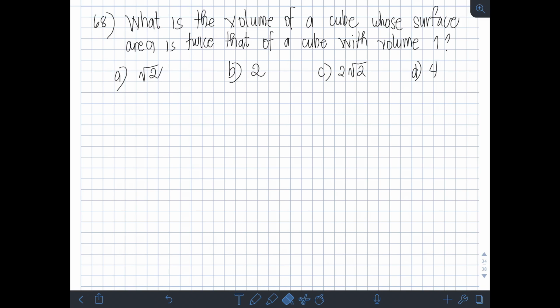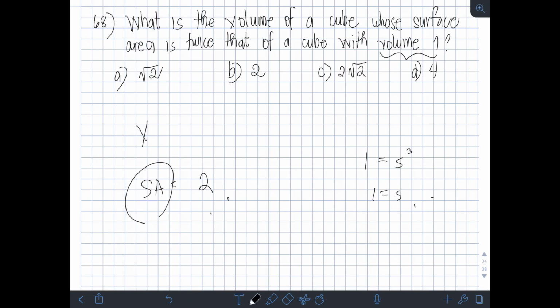Next, we have, what is the volume of a cube whose surface area is twice that of a cube with volume 1? Ulit. What is the volume? So, kung yung volume nung cube na isa is 1, 'di ba ang formula natin is s cube? Ano yung S niya, or yung side niya, edge niya? 1 din, 'di ba?